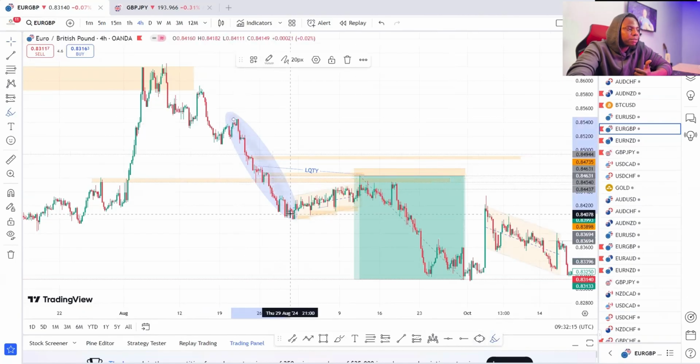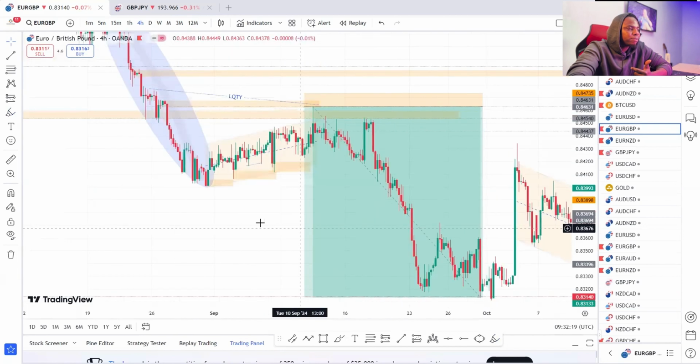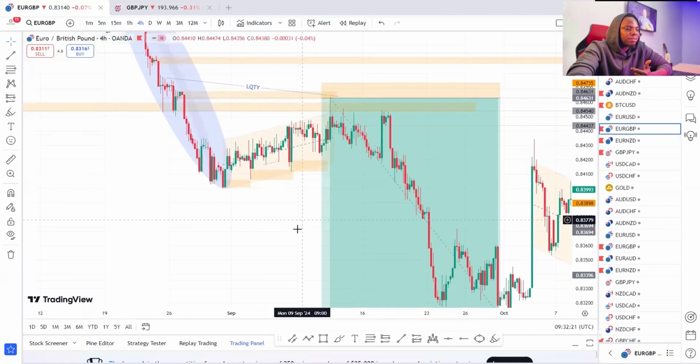Same concept. See what happened here. The market creates this impulse movement. Look at how the market happens to give me the correction, a very clean correction to the upside.